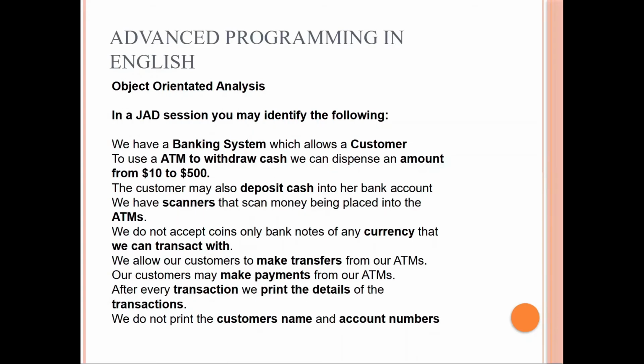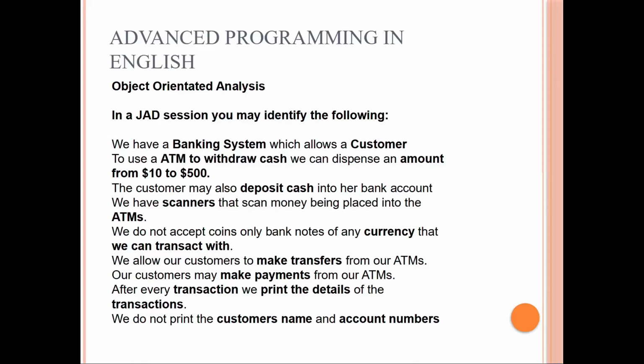Now here is what came out of a JAD session. This was the result. We have a banking system which allows a customer to use an ATM to withdraw cash. We may dispense an amount from $10 to $500. The customer may deposit cash into her bank account. We have scanners that scan the money placed into the ATMs. We do not accept banknotes of any currency that we cannot transact with.